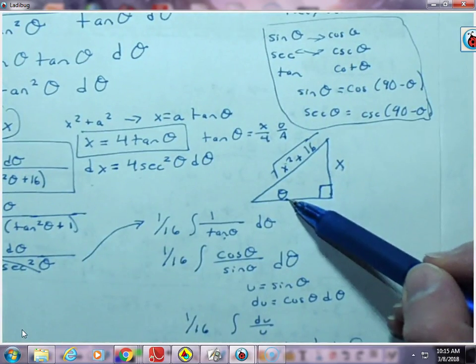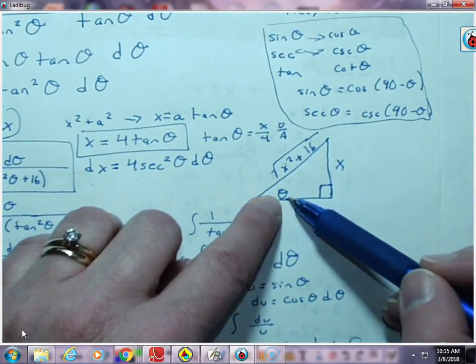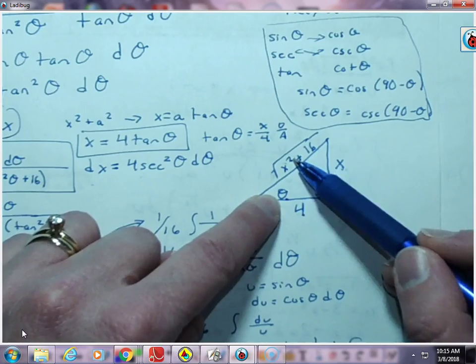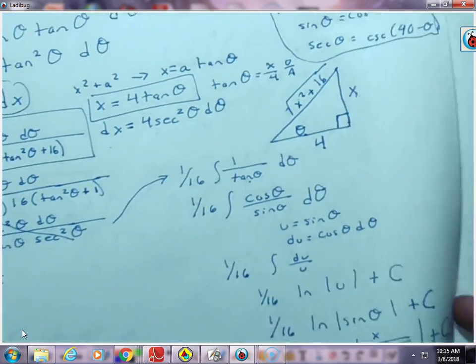Okay, so I went back to my triangle. So sine of this angle is opposite over hypotenuse. So you go back to that. Okay.